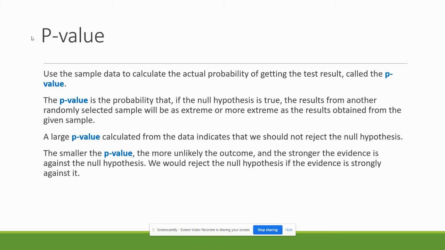And, unfortunately, you got to be careful when you do a sample. Yes, you hope that it will go across to the population, but you're making the assumption that what you did was correct. You followed every rule, and that if you found another sample like this, it would give you the same results. So a large p-value calculated from the data indicates that we should not reject the null. That means we're keeping it. So the smaller the p-value, the more unlikely the outcome, giving stronger evidence against the null. Then we would reject the null if the evidence is strongly against it. If you're not understanding this part, that's okay. We're going to keep going.